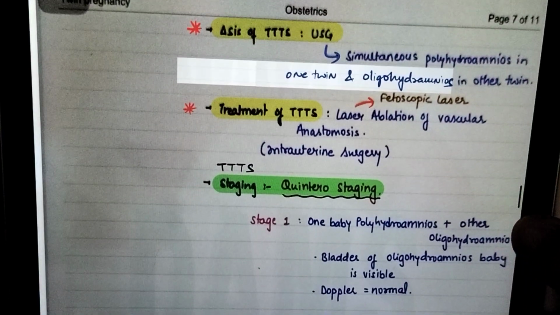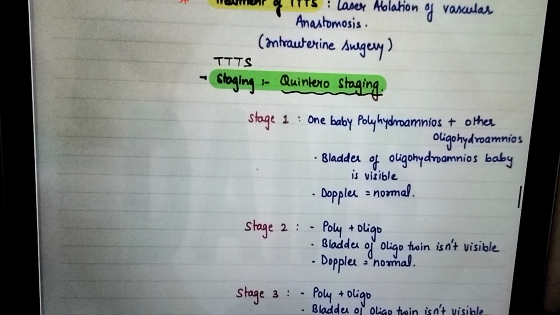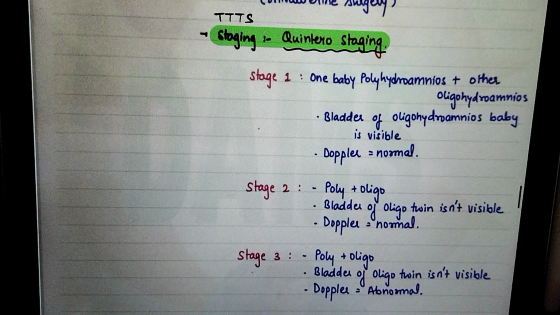The diagnosis of this syndrome is on ultrasound, where we can see simultaneous polyhydramnios in one twin and oligohydramnios in the other twin. The treatment of this syndrome is laser ablation of vascular anastomosis. This is an intrauterine surgery and fetoscopic laser is used. There is one staging of this syndrome known as Quintero staging.